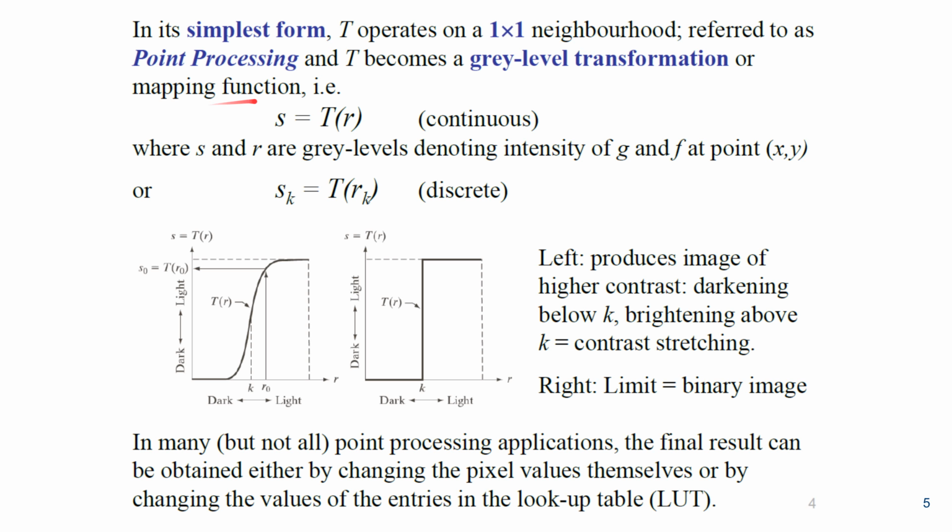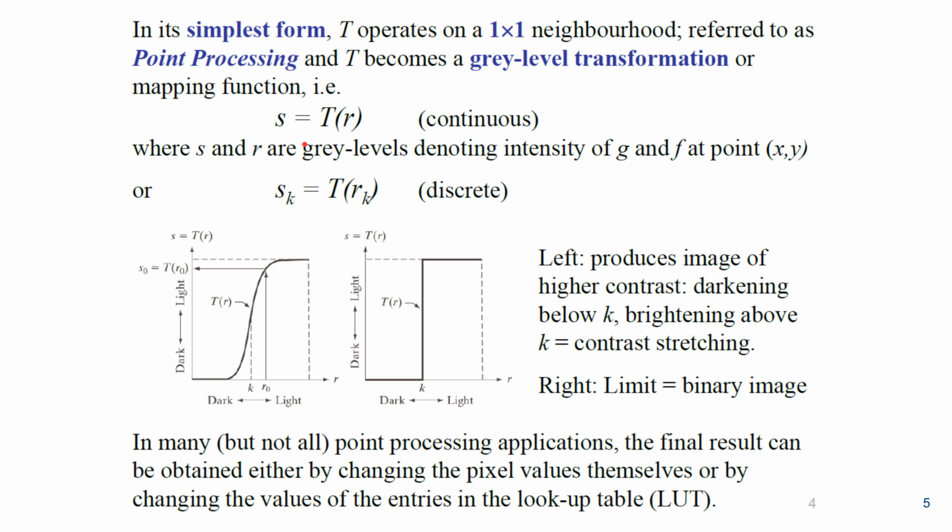Through this mapping function, in the continuous form, the output pixel value is going to be the transform of the input value of the intensity. So r here is the input intensity, and s is the intensity in the output image. We can go through and do this for each pixel.